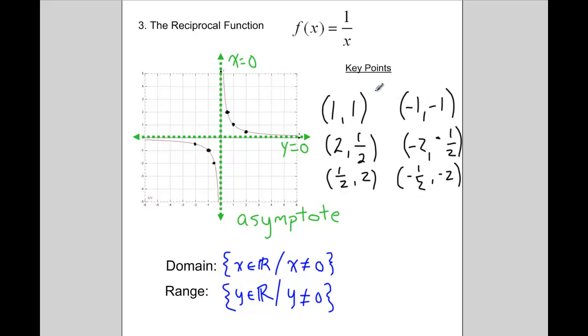So there you have it. 6 key points that we need to memorize. 1, 1, 2, half, and half, 2, and -1, -1, -2, -half, and -half, -2. It's like there's only 3 key points, but the same set is repeated, but all negative. And our domain and range are x in the reals, where x can't equal 0, and y in the reals, where y can't equal 0. Don't forget about the asymptotes, and make sure you spell it correctly.